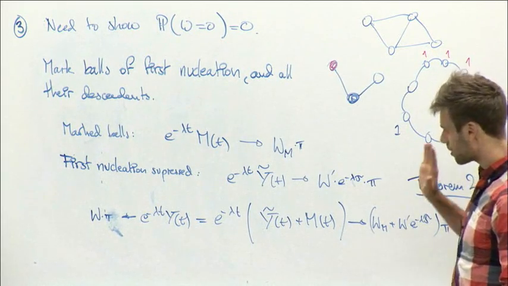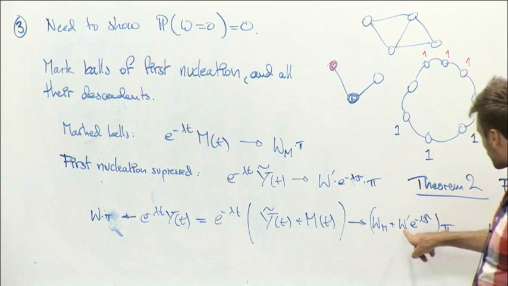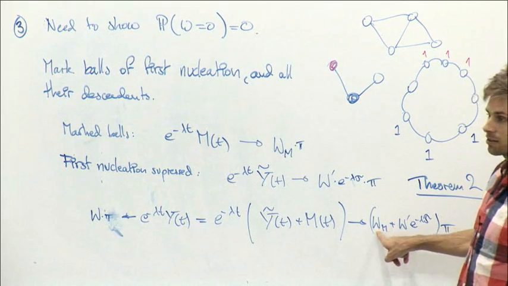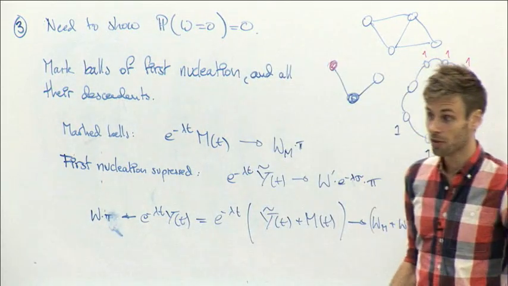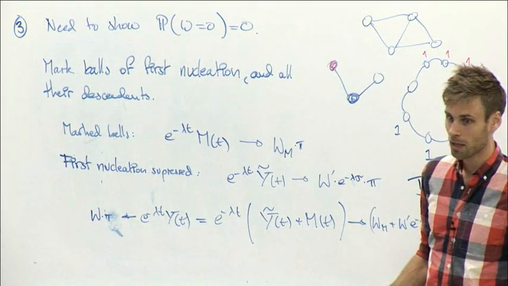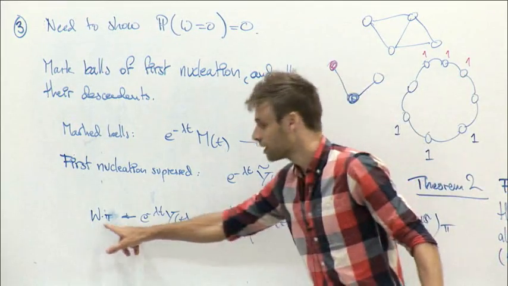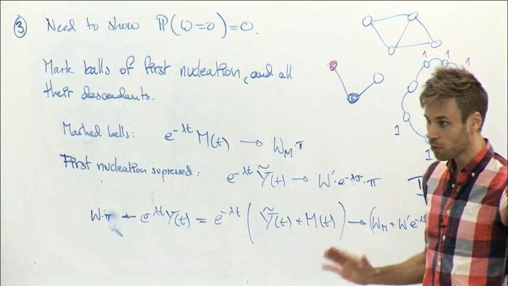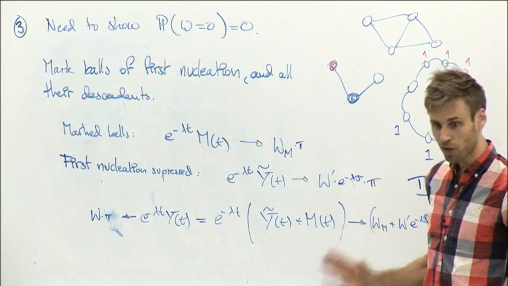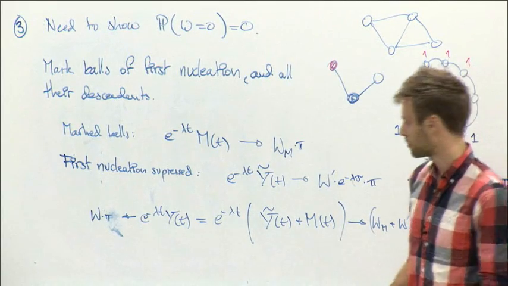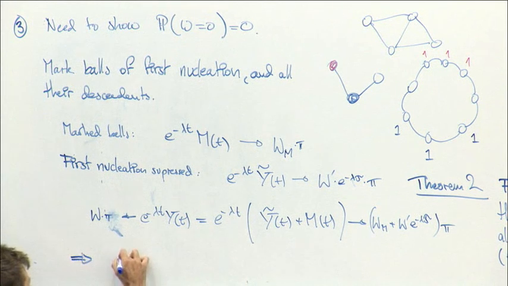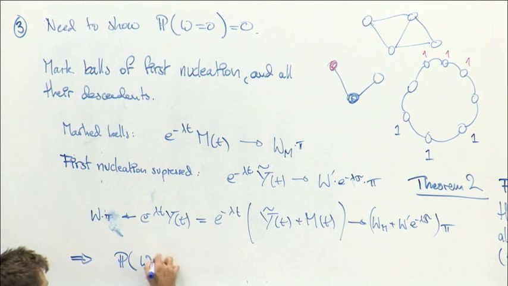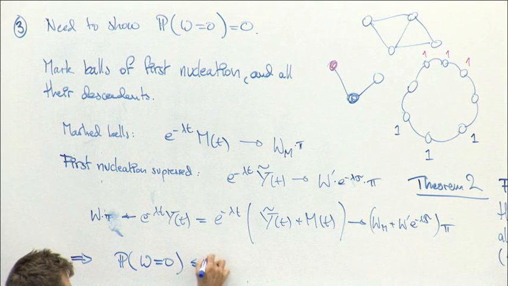But the point is, since I know that this is non-zero, W prime and W cannot be zero at the same time. But since they have the same distribution, it importantly means that with probability at most one half they can be zero. So this implies that the probability W equals zero is less than or equal to one half.